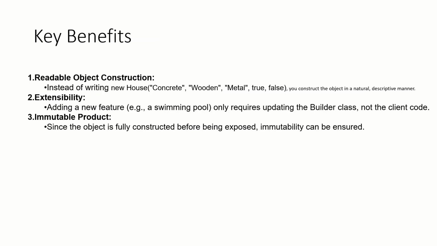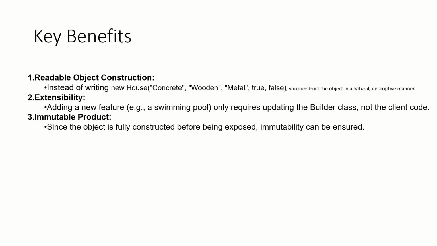Now I will go to the next slide to discuss key benefits. The first thing is readable object construction. Instead of writing, let's say, new House and then providing the house materials, like the foundation is of concrete and the roof is of wooden type, and then let's say the structure is of wooden type, and then the roof is of metal type, and then whether you have a garden or not, let's say garden is true, and if you don't have the garage, then make it false.